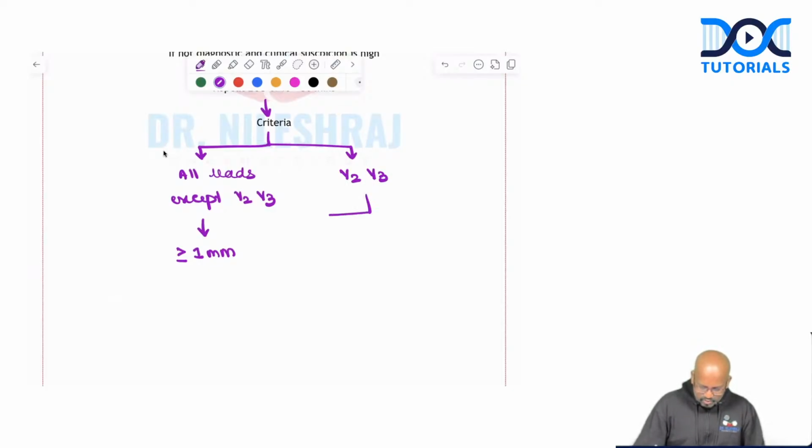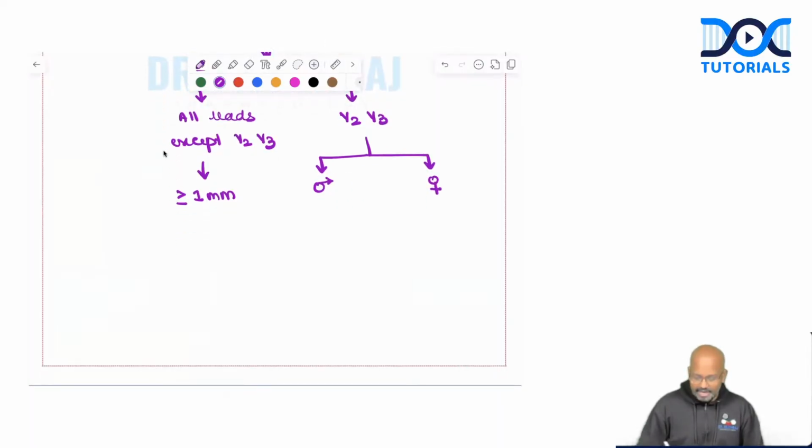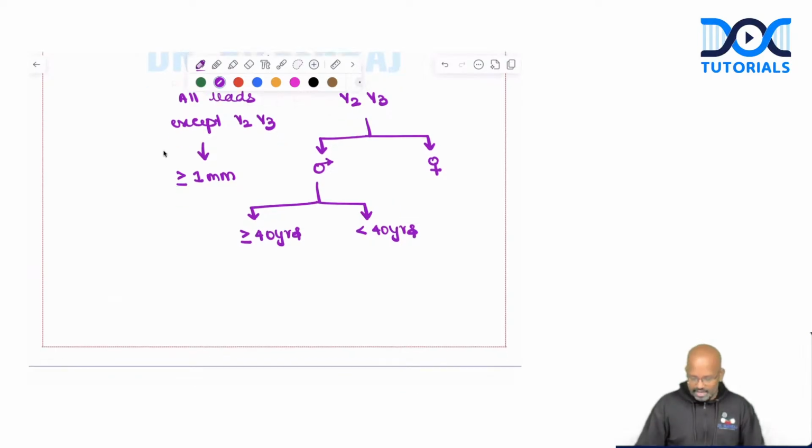If it is V2 to V3, then we have to see the gender of the patient. If the patient is a male patient or a female patient. If the patient is male, then based on the age, if he is more than or equal to 40 years of age or less than 40 years of age.